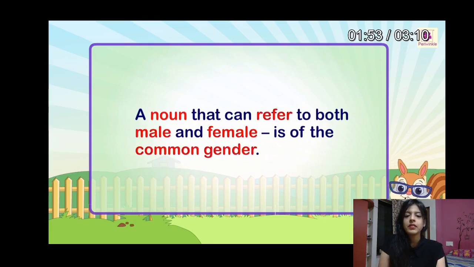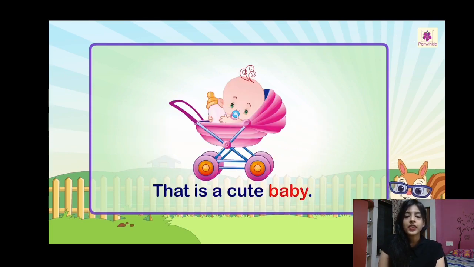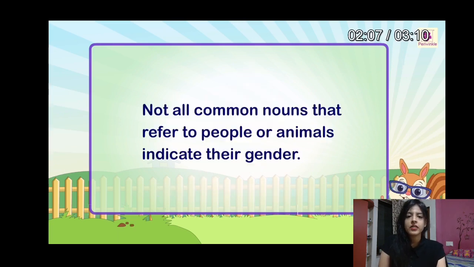For example, that is a cute baby. In this example, we do not know if the baby is a boy or a girl. So that is a common gender. Not all common nouns that refer to people or animals indicate their gender. Like I said, those are called common gender nouns.